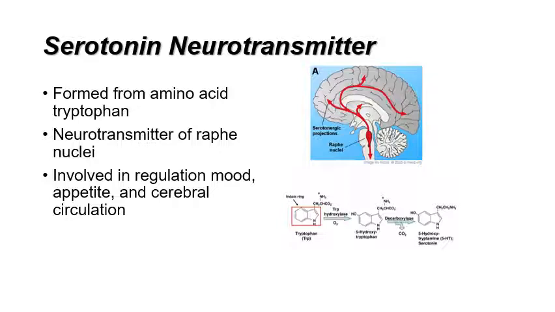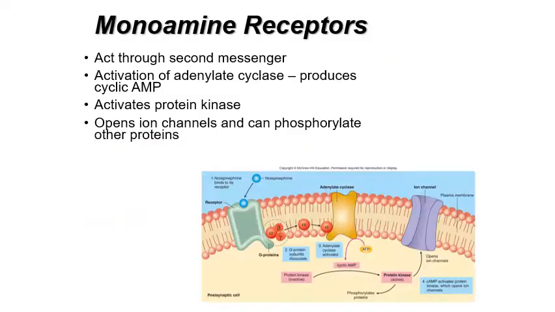So we'll first look at serotonin. Okay. This one is formed from the amino acid tryptophan. It's heavy in turkey, and it has a soothing effect, a regulation of mood and appetite, right? And we can see the receptors for these monoamines are G protein coupled receptors. Okay. They act through a second messenger.